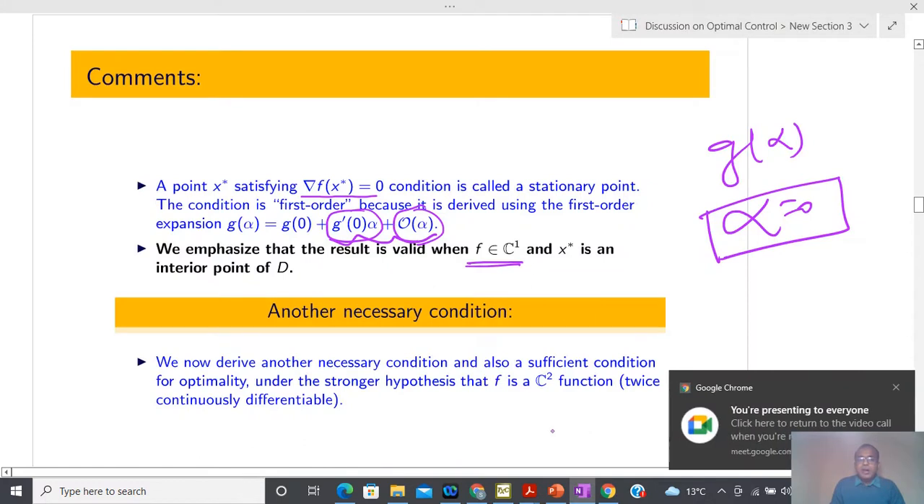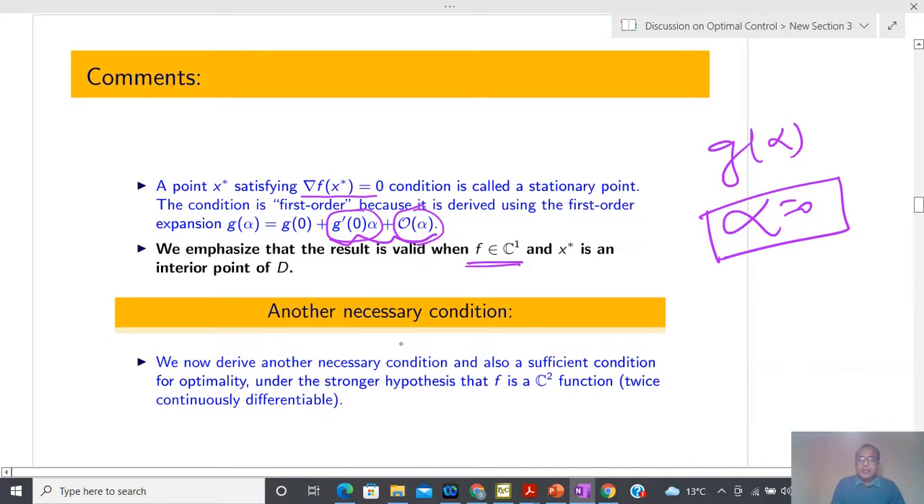Now I am going to derive another necessary condition. So this is a necessary condition. Why is this a necessary condition? Iram, could you please comment about that?